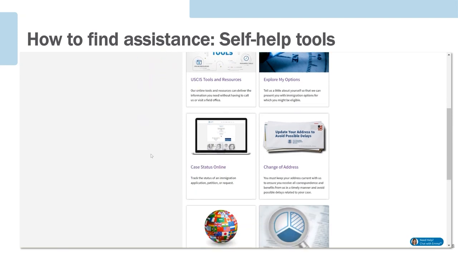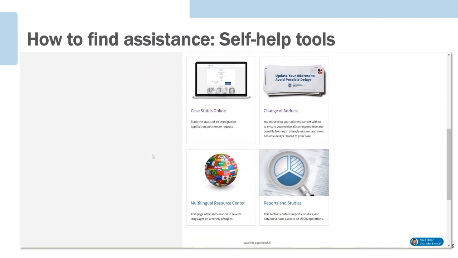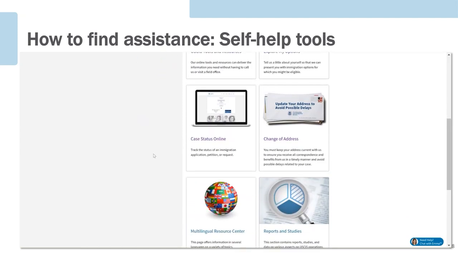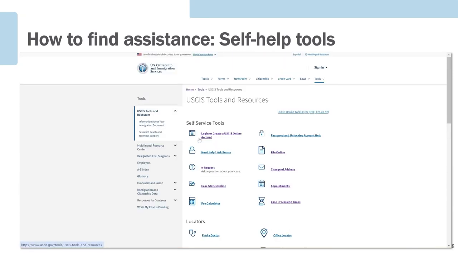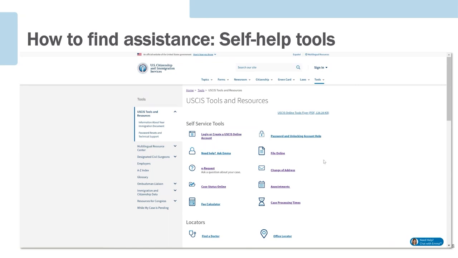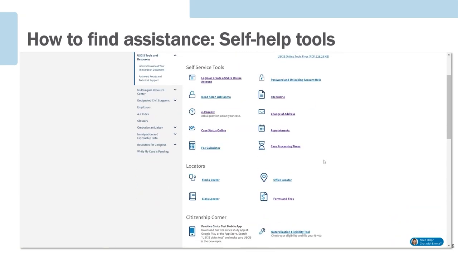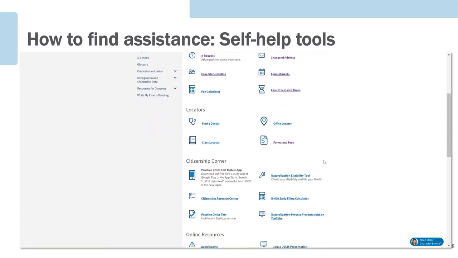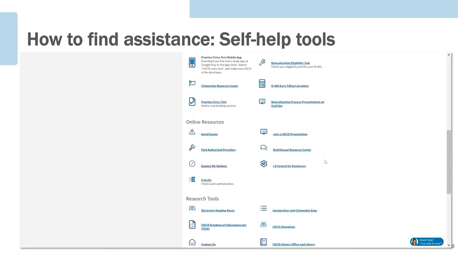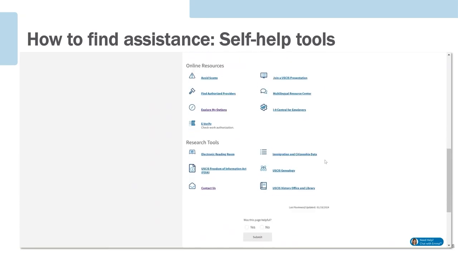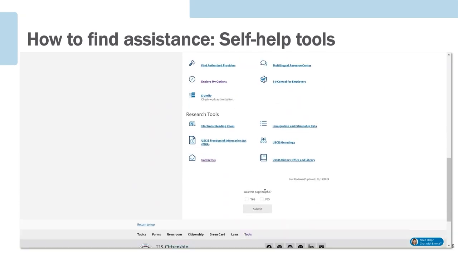There are links to things I've told you about already and things that I haven't, like change of address. If you go to the USCIS Tools and Resources, you're going to see all of these links, and they include things that you might not expect, like how to find a doctor or how to find a citizenship class in your area, in addition to the self-help tools that I went over.